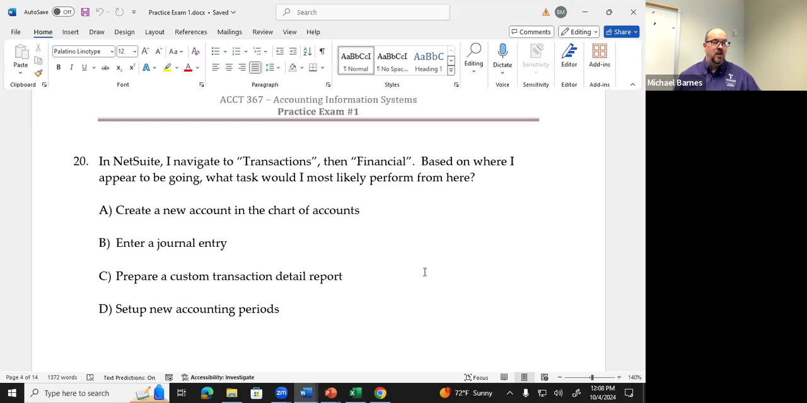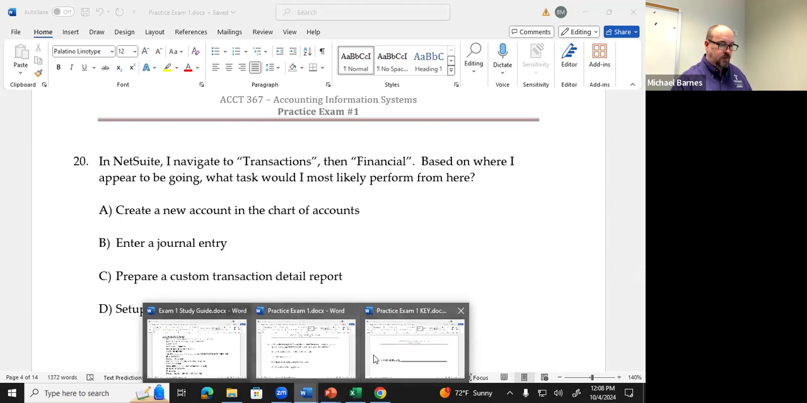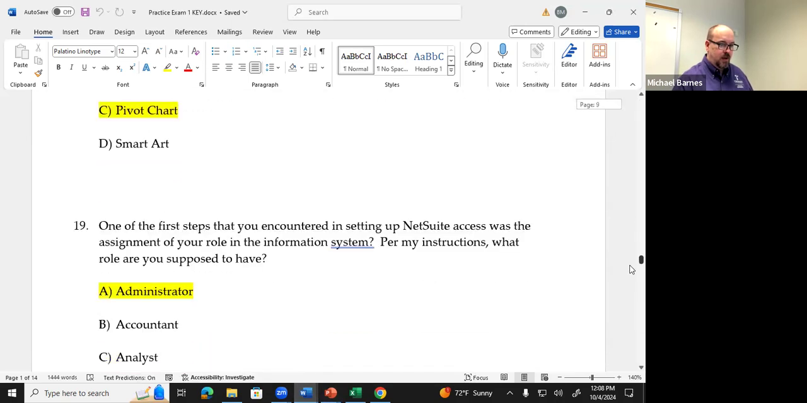If I was going to create a new account in the chart of accounts, I'd go to setup. If I was going to run a transaction detail report, I'd be going to reports. Setting up new accounting periods, I'd be going to setup. This is the only one that involves going to transactions that we've looked at so far. All right, moving forward. Jump over this exam.